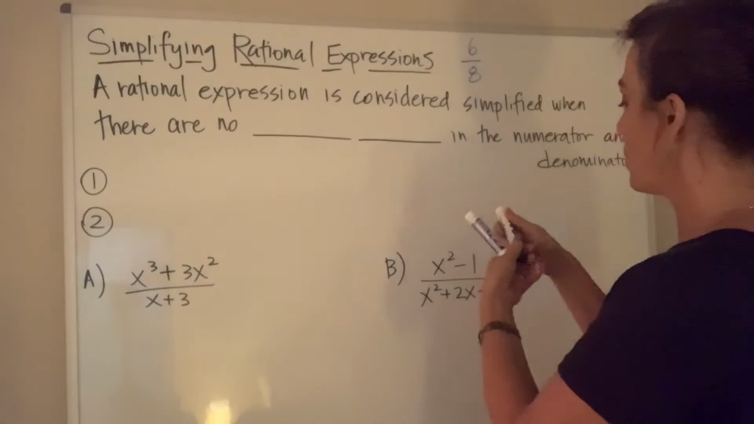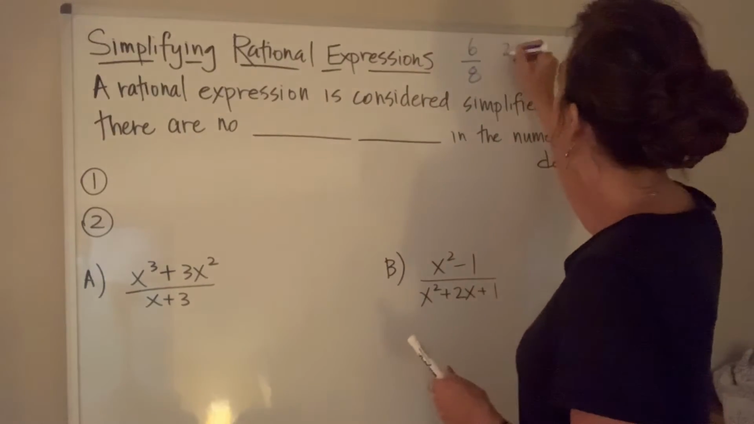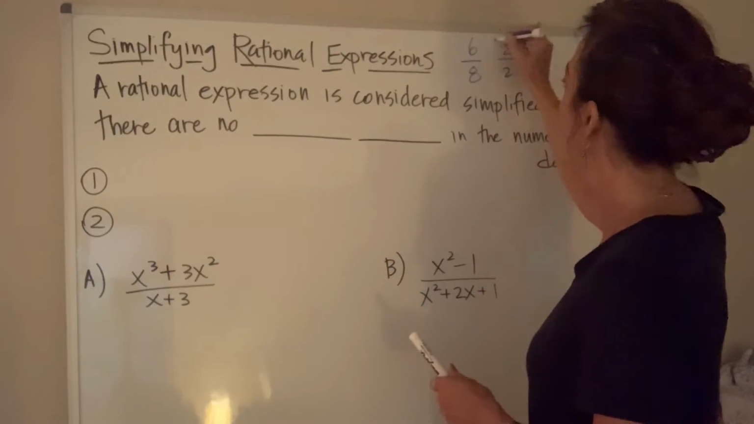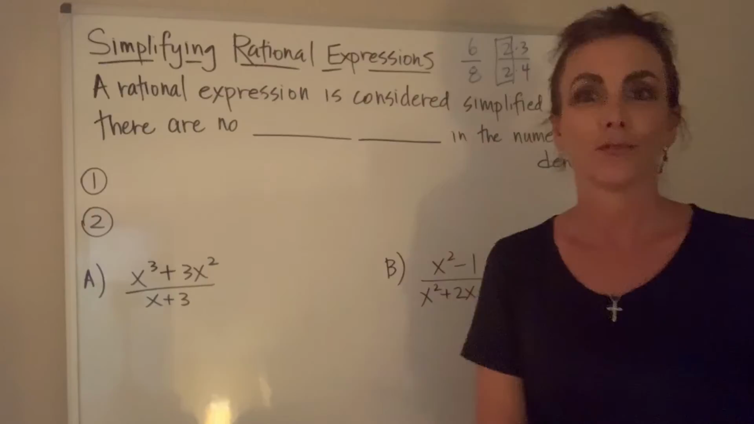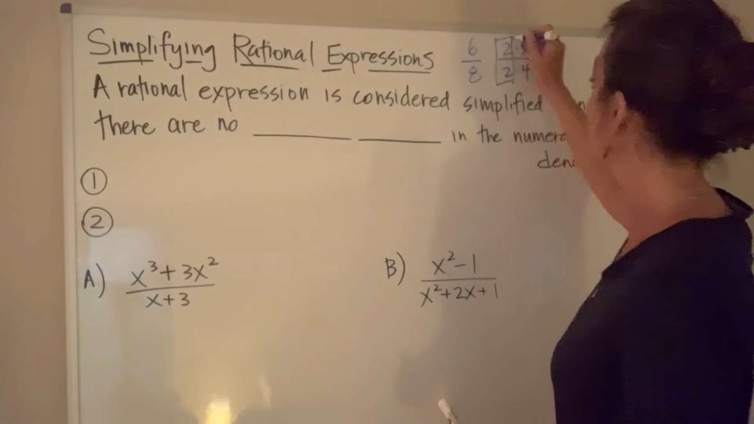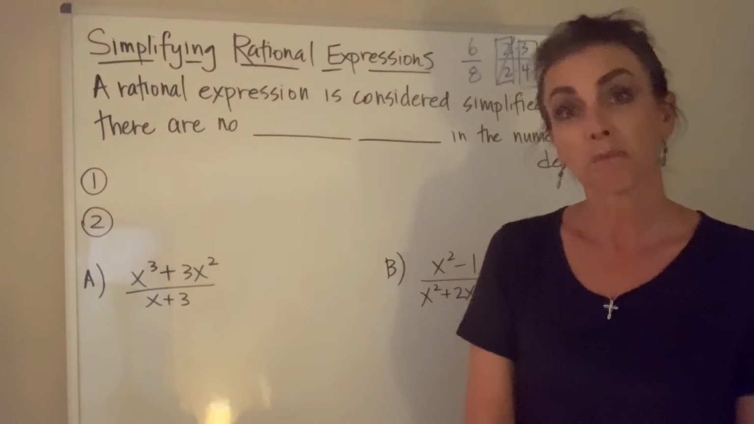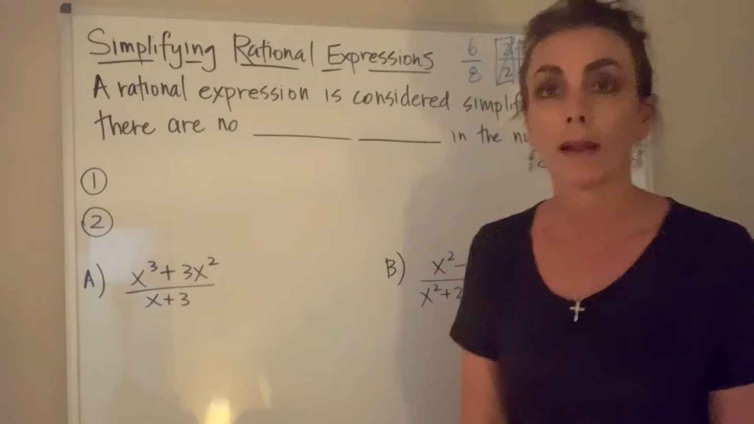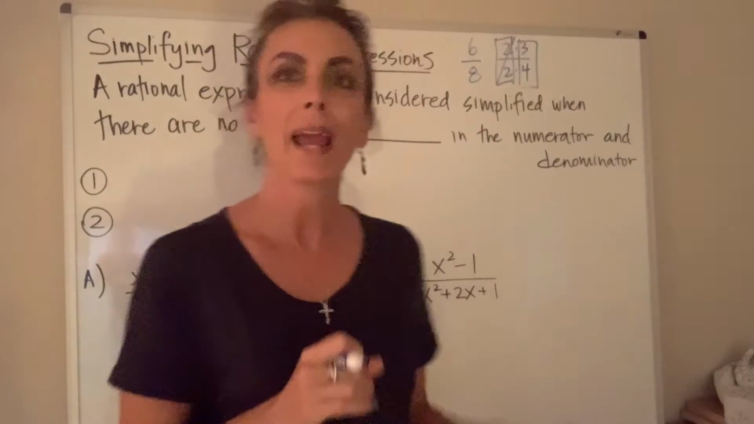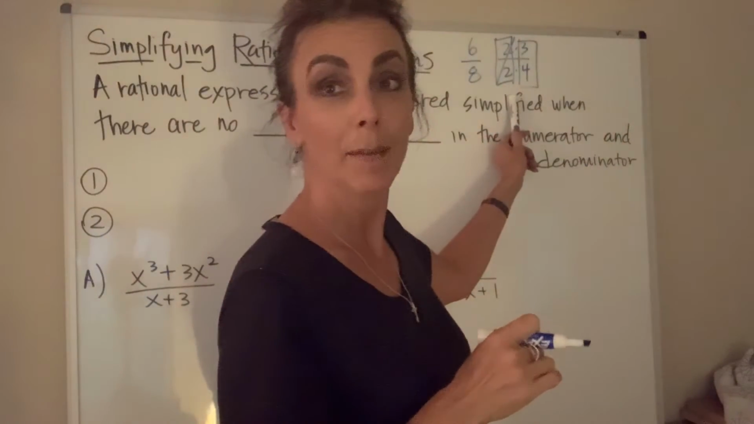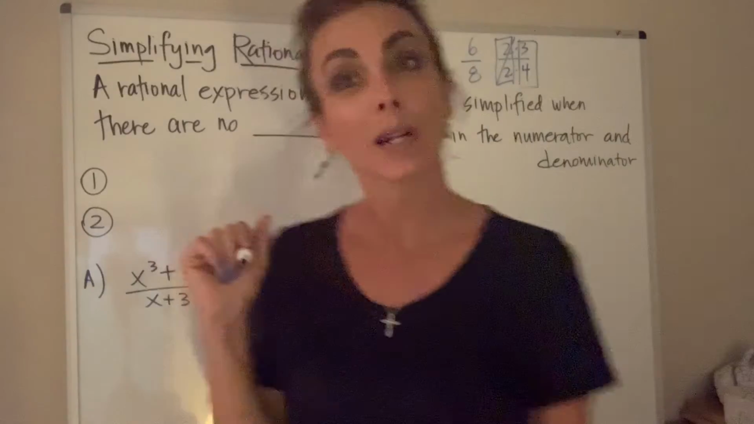And how would you actually then go about simplifying? You would say, well, this is the same as 2 times 3 over 2 times 4, but 2 over 2, that's the same as 1. So when we simplify that fraction, we end up with 3/4. Okay? So what did we do? We identified the common factor in the numerator and the denominator and divided it out. That's what we're going to do here too.